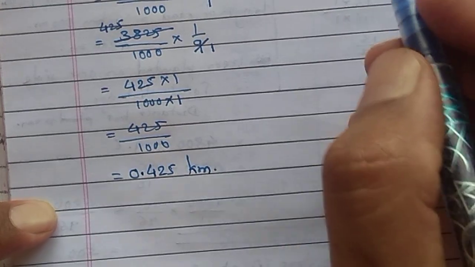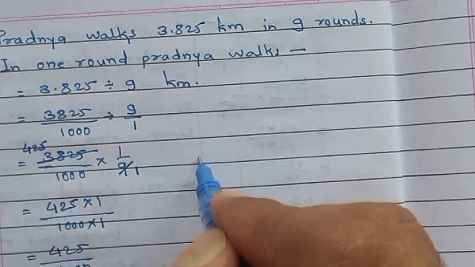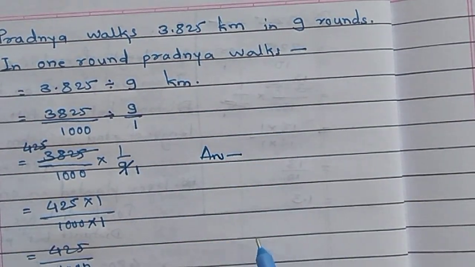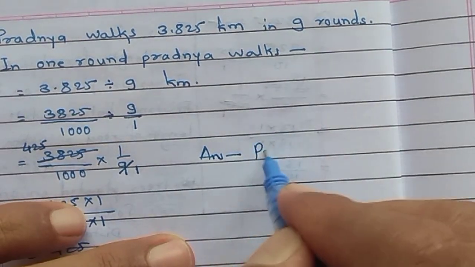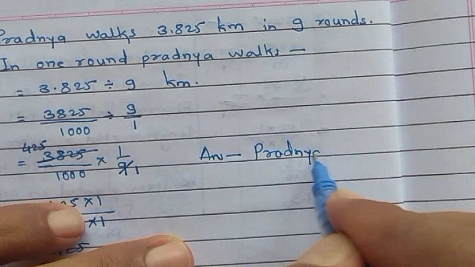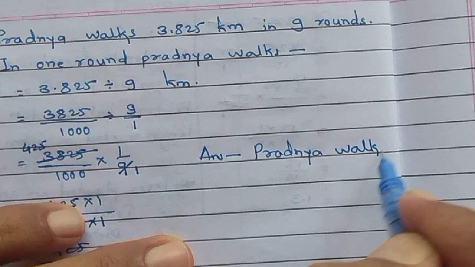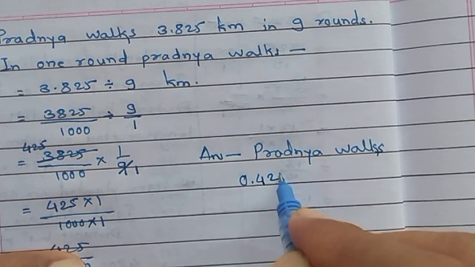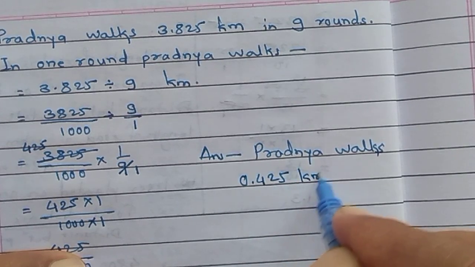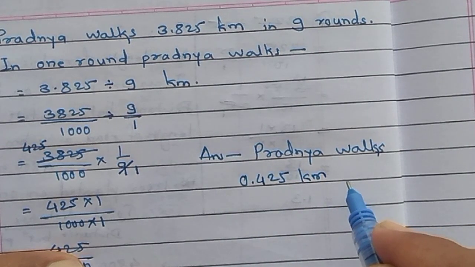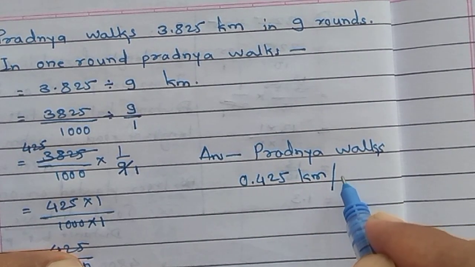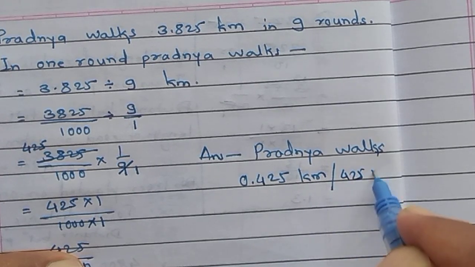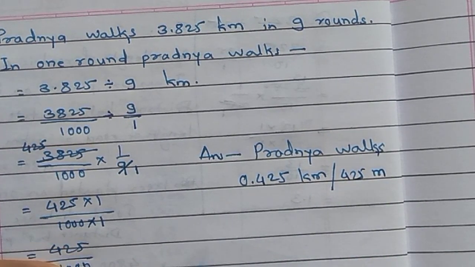So what is our final answer? Our final answer is Pradnya walks 0.425 kilometers, or you can also write 425 meter. This also is correct, in one round.